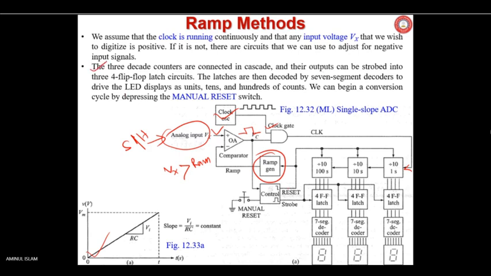So what is written here? The 3 decade counters are connected in cascade, and their outputs can be strobed into 3 flip-flops here. How many flip-flops will be required inside a decade counter, anyone? Decade means it can count up to what? In this way, it will count up to what?